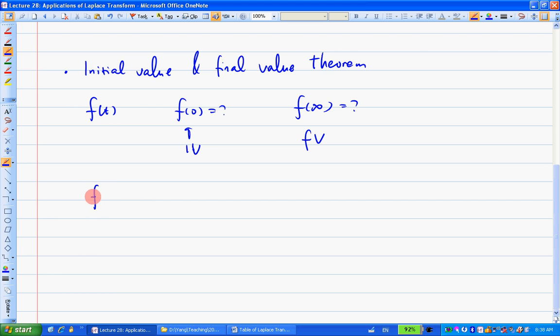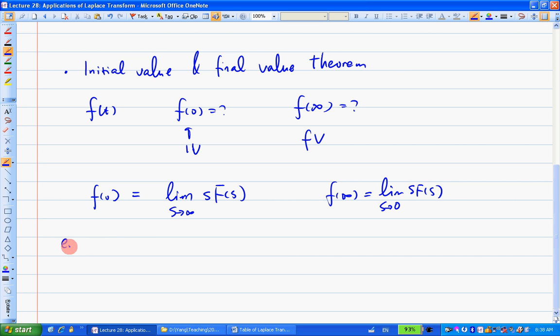What it says is, instead of looking at f of 0 in the time domain, you look at f of 0 using the Laplace transform. So it's the limit as s goes to infinity of s times capital F of s. That's the initial value. And f of infinity is the limit as s goes to 0 of s F of s. There's a proof in my lecture notes, so you can take a look at that. But the application of this is very simple.